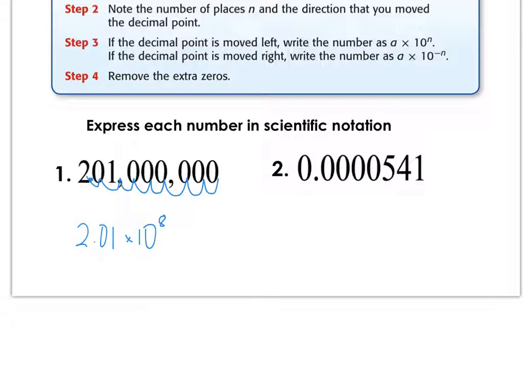Now if we look at number 2, the first integer between 1 and 10 here would be 5.41. And then I have to count how many zeros are to the left of that 5, or how many decimal place values. So 1, 2, 3, 4, 5. So it's 5.41 times 10 to the negative 5th.